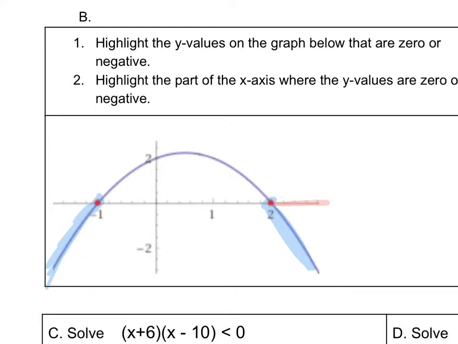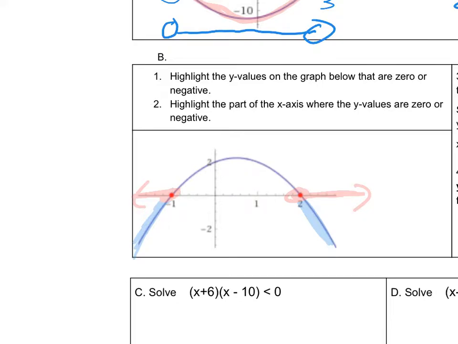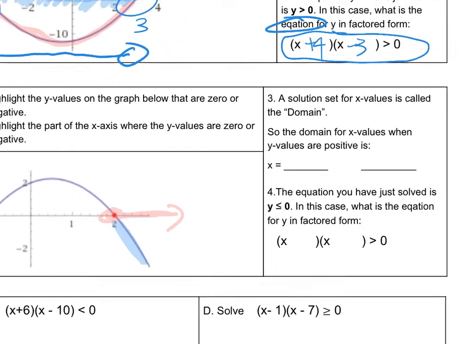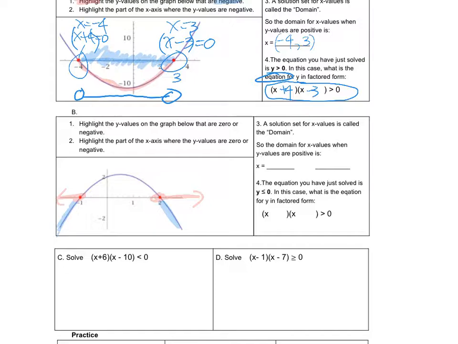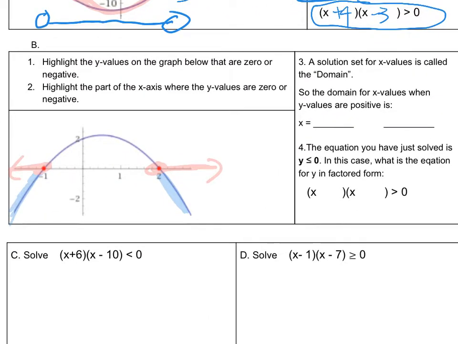So that means the x values that correspond to the y values that are 0 or negative go in either direction. Okay, so there's the actual number line even right there, right? So the number lines go to the left and to the right, to the left of -1 and to the right of 2. Okay, so let's go back over to this.